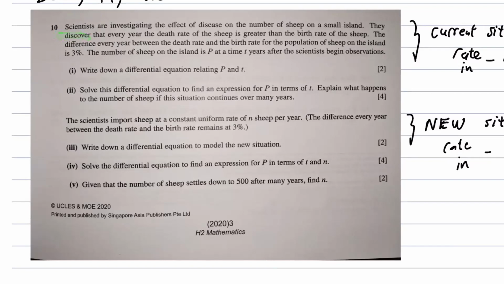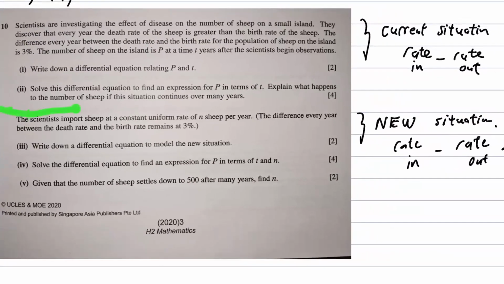Scientists are investigating the effect of disease on the number of sheep on a small island. So now it's the population of sheep. They discover that every year the death rate of the sheep is greater than the birth rate of the sheep. So they are slowly dying. The difference every year between the death rate and the birth rate for the population of the sheep on the island is 3%. The number of sheep on the island is P at the time t years after the scientists begin observation. Part 1, write down the differential equation. Take note, this is part 1 and part 2 is one scenario; part 3 onwards is a different scenario. Let's just deal with part 1.